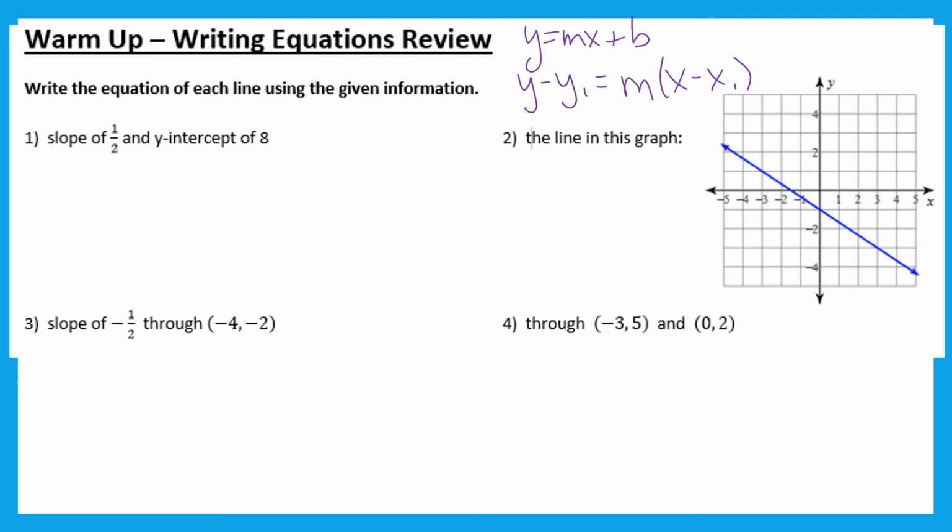On number one, it gives us the slope and the y-intercept. So I'm going to choose y equals mx plus b. So I'm going to put y equals 1/2 x plus 8, and that's my equation because the m is 1/2 and the b is 8.